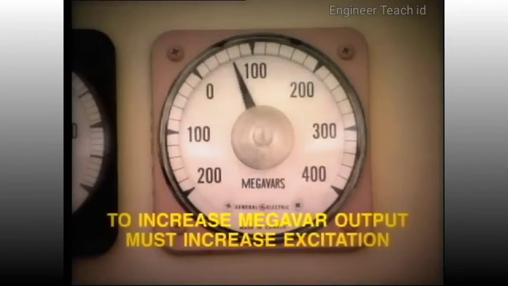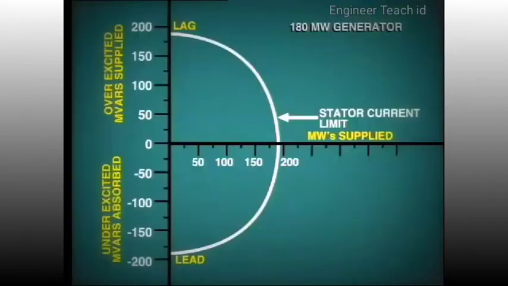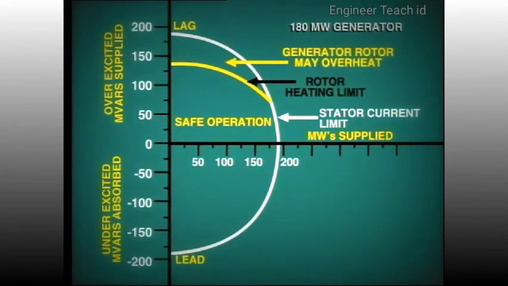As we know, in order to increase the megavar output of the generator, we must increase excitation. The increase in excitation current flow increases the heating of the rotor winding. This curve shows the limitation due to rotor heating. You can see that we can operate this generator at 180 megawatts and 0 megavars. But if we needed to produce, say, 100 megavars, then we would have to reduce the active power output to 140 megawatts in order to keep within the established rotor heating limits.